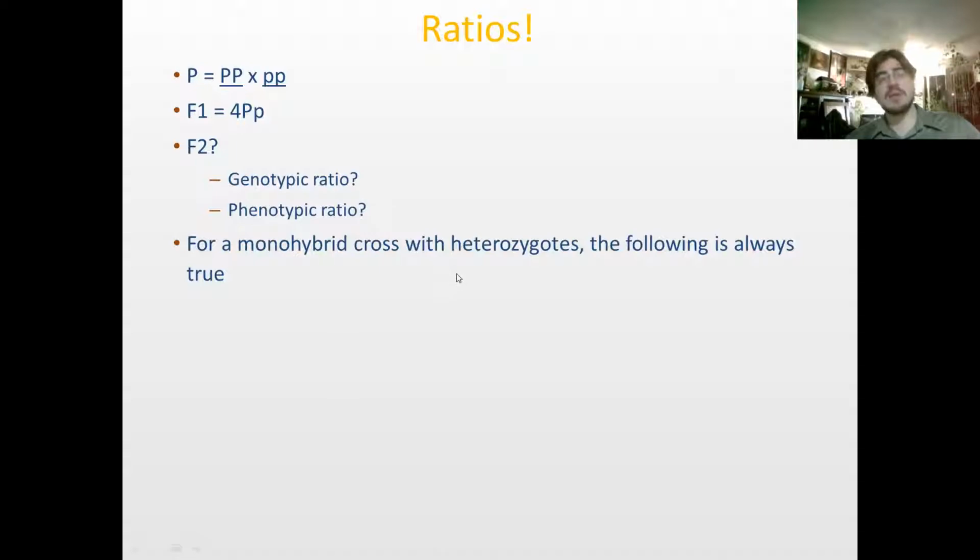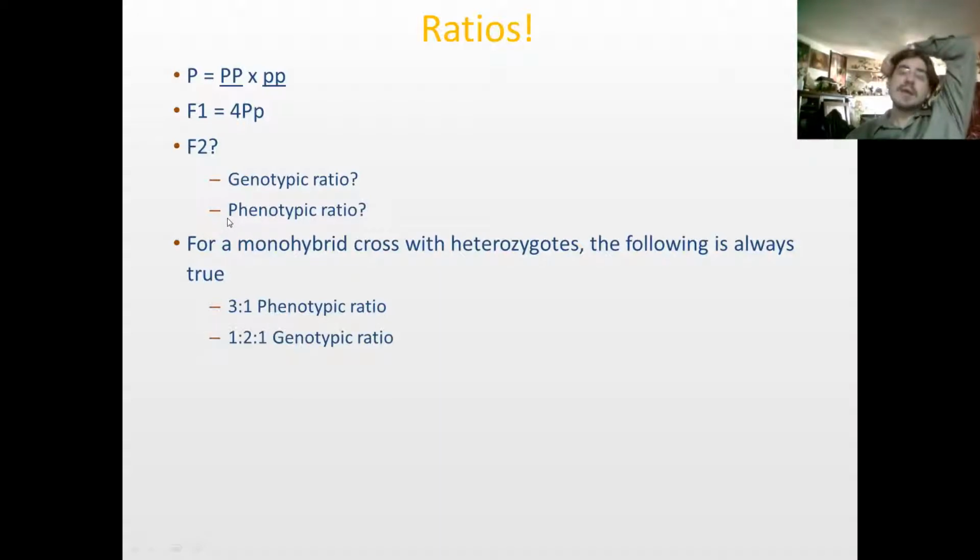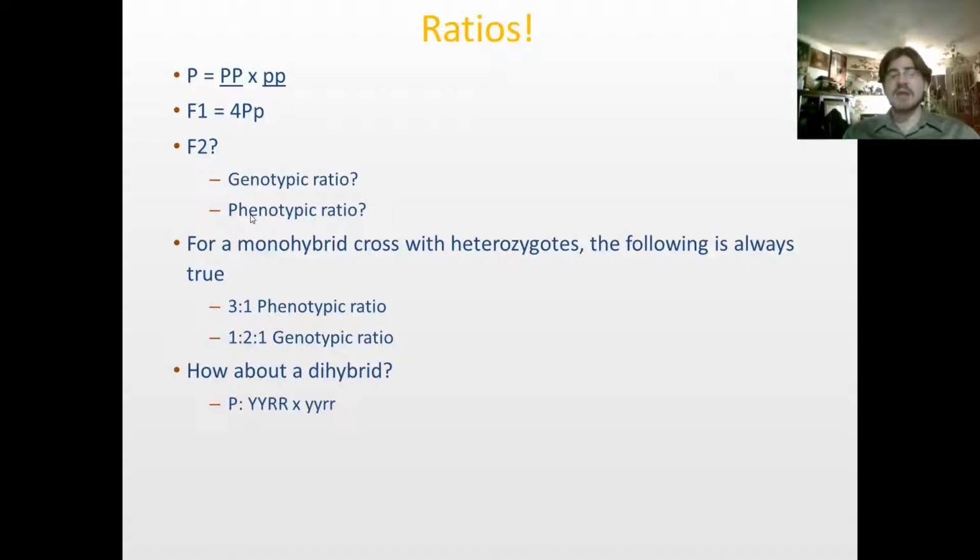So for a monohybrid cross with heterozygotes, the following is also always true. You always get a 3 to 1 phenotypic ratio if we're heterozygous for our trait, no matter the trait or character. And it's always a 1 to 2 to 1 genotypic ratio, no matter what character you're looking at. If it's a monohybrid cross with heterozygotes, phenotypic ratio is 3 to 1, genotypic ratio is 1 to 2 to 1. How about a dihybrid cross?